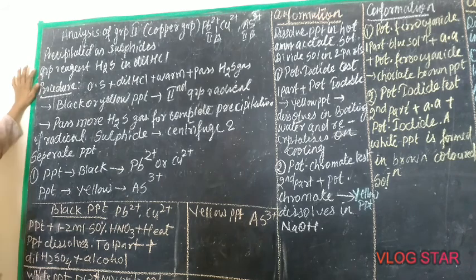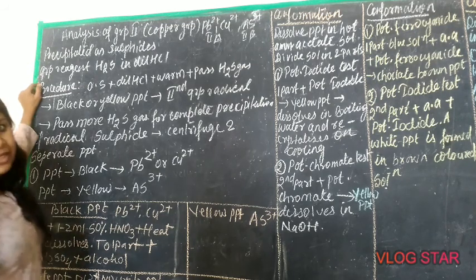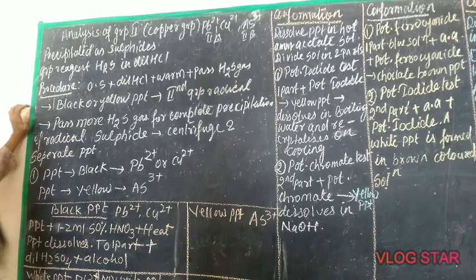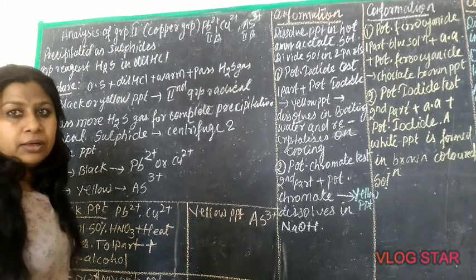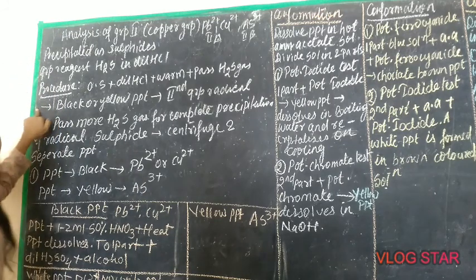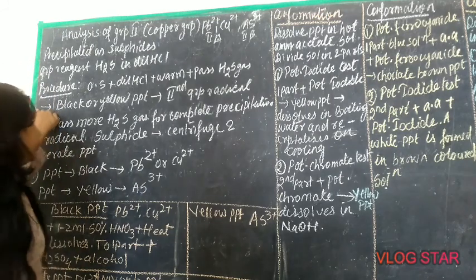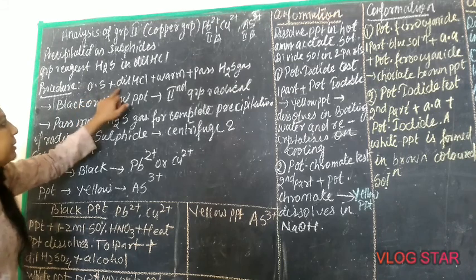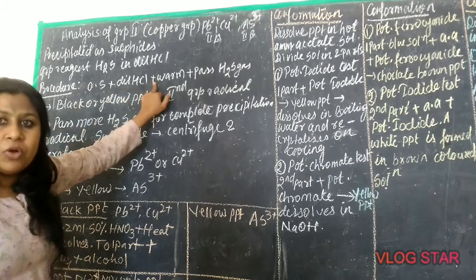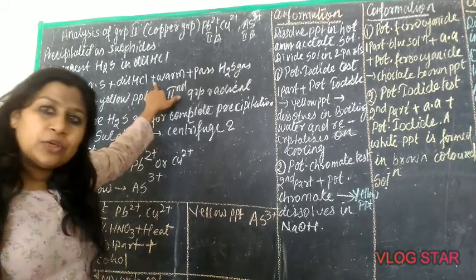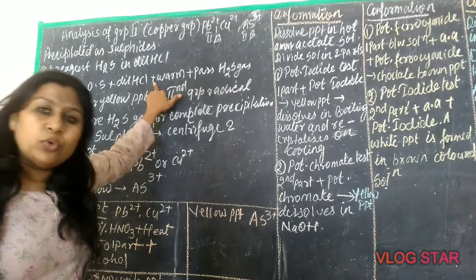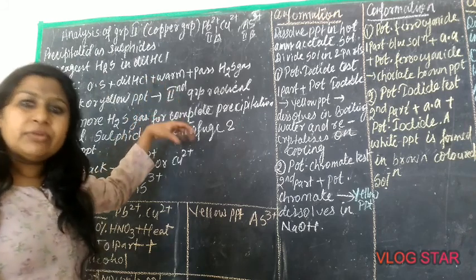Children, the radicals of second group precipitate as sulfide. The group reagent is H2S in dilute HCl. Procedure. Children, if you don't get any result in the first analysis, that is group 1 analysis, then you will proceed to the group 2. Original solution plus dilute HCl plus warm. Already in the first group you had taken original solution with dilute HCl.